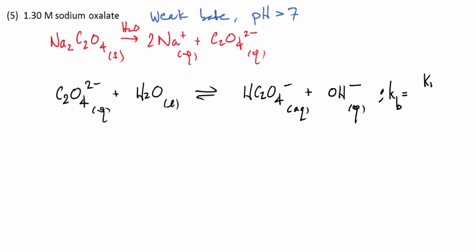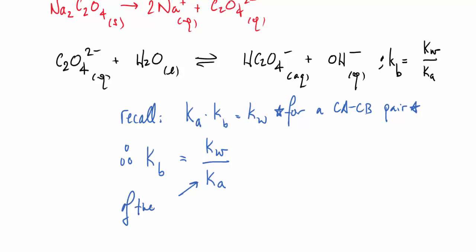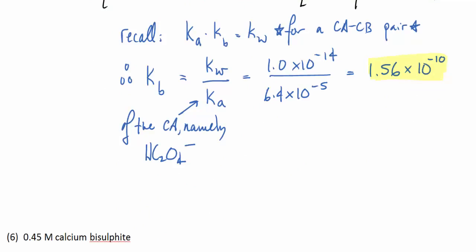So here we are, back to our problem. We know that we'll get Kb as Kw over Ka, and if you've forgotten that, quickly remember that Ka times Kb equals Kw for that conjugate acid to conjugate base pair. So here we have the Kb, it will be Kw divided by Ka, and the Ka, of course, is the Ka of the conjugate acid, namely the hydrogen oxalate ion. Okay? Kw 1.0 by 10 to the minus 14, Ka 6.4 by 10 to the minus 5. We got that from the table. And here we have the Kb for this as 1.56 by 10 to the minus 10. That's the Kb for our oxalate ion. It's a quite weak base.